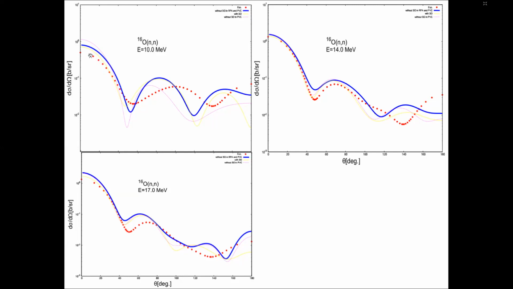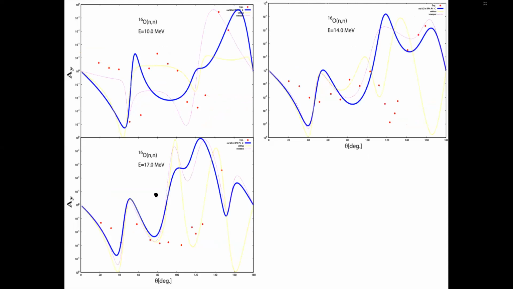And then you can see the small scattering angle is improved. You see, it's very important, the small scattering angle. At 49 MeV, yes, it is slightly improved compared with the others, okay? And also at 17 MeV. And people say that the spin-orbit term is important to describe the analyzing power, and I want to check it.